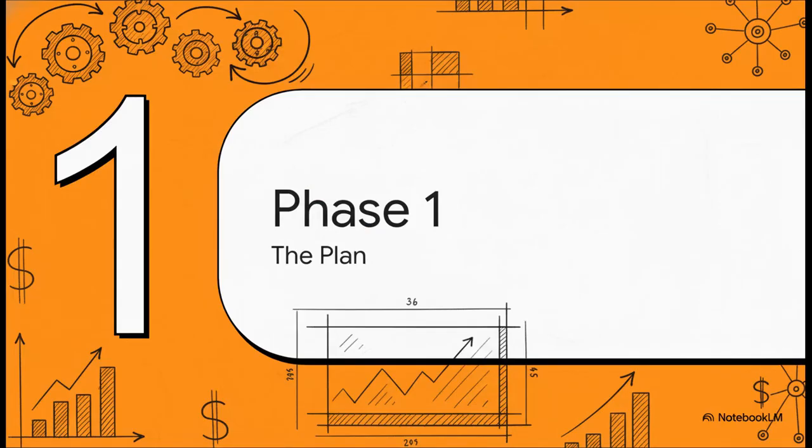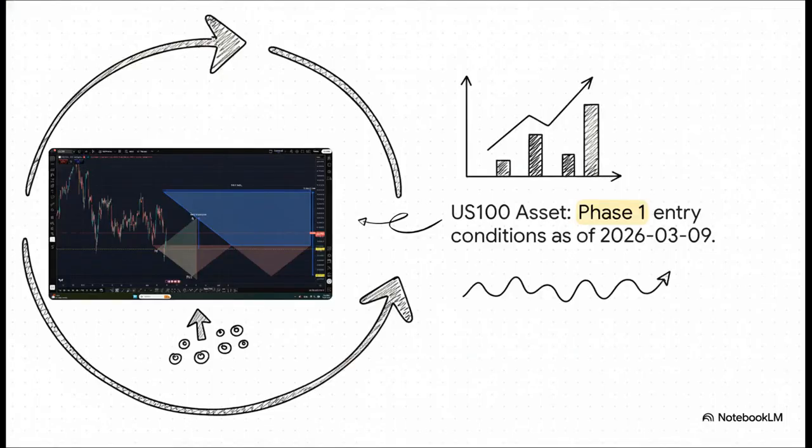We're kicking things off with phase 1. This is called the plan, and it's where the entire setup for the cycle is laid out from the very beginning. And here is where it all begins. Think of this chart as the starting gun for the whole process. The cycle officially kicks off the second the price hits that primary entry level. You can see it right there on the chart, labeled with an M.